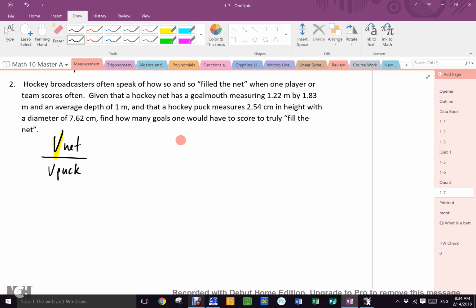The net has empty space, which is a volume. The puck has a volume. And however many pucks fit in the net would be the volume of them. Yes? I'm going to tell you right now that that is wrong. Why? Yes, exactly, Billy Bob. See, I can read his mind.